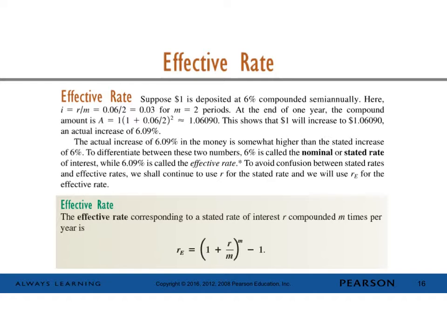This is part 2 of chapter 5, section 1, and we're going to begin by talking about effective rates. The idea here is that there are two different kinds of rates. There is the APR, which is the annual percentage rate, and in this particular problem, the APR, or the annual percentage rate, is 6%.